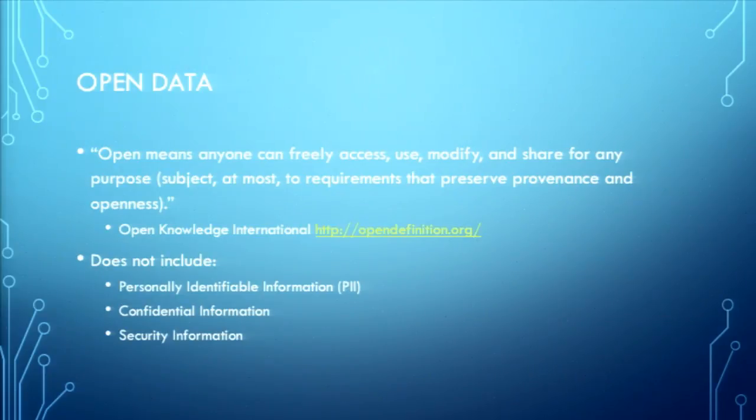Open data. So we talked about some of the census data. Open means anyone can freely access, use, modify, and share for any purpose. An important thing to note is that open data doesn't include personally identifiable information, any security information, or any confidential information. So all the data can't be open. Anonymized data could be open, but actual individual information should not be open data.